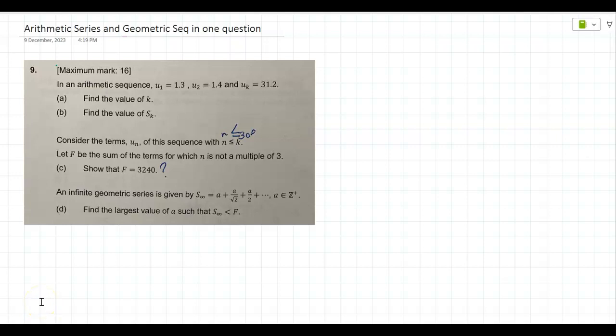So the arithmetic sequence: U1 is 1.3, U2 is 1.4, UK is equal to 31.2. Find the value of K.